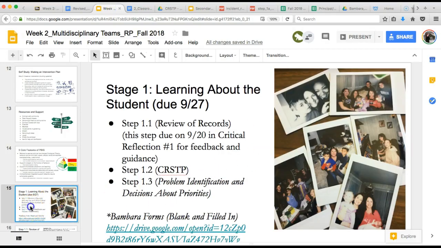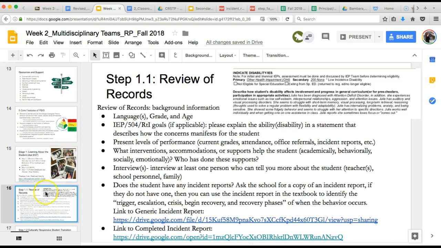All right, so then you've got step 1, which is where you're going to do a review of the record. So this is where you're finding out about the student. What things do you find out about? You find out about their language, their grade, their age, if they have any sort of support goals, what their grades, attendance, office referrals, and incident reports are, and if they've had any sort of interventions, accommodations, or support that has helped them. That could be academic, behavioral, social, or emotional, and then who has done these supports, and also interviewing at least one person. It could be a teacher, school personnel, or maybe a family member.